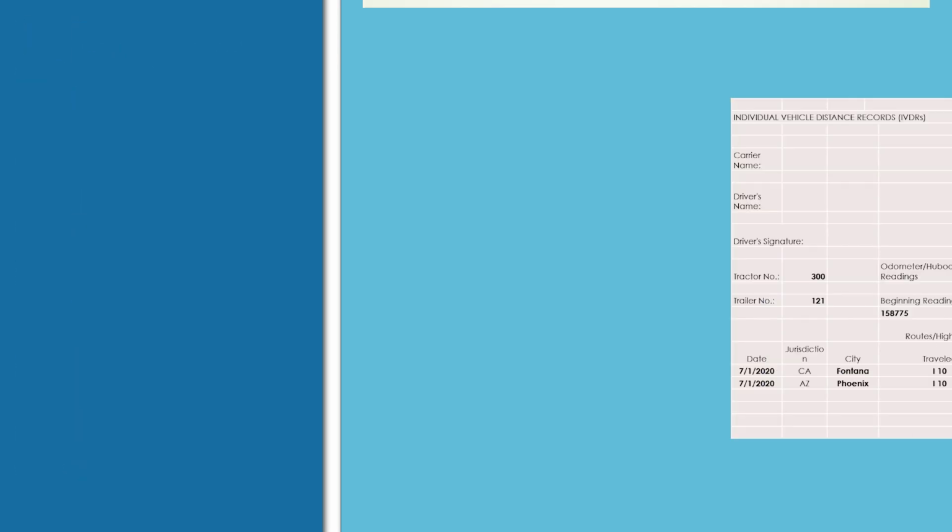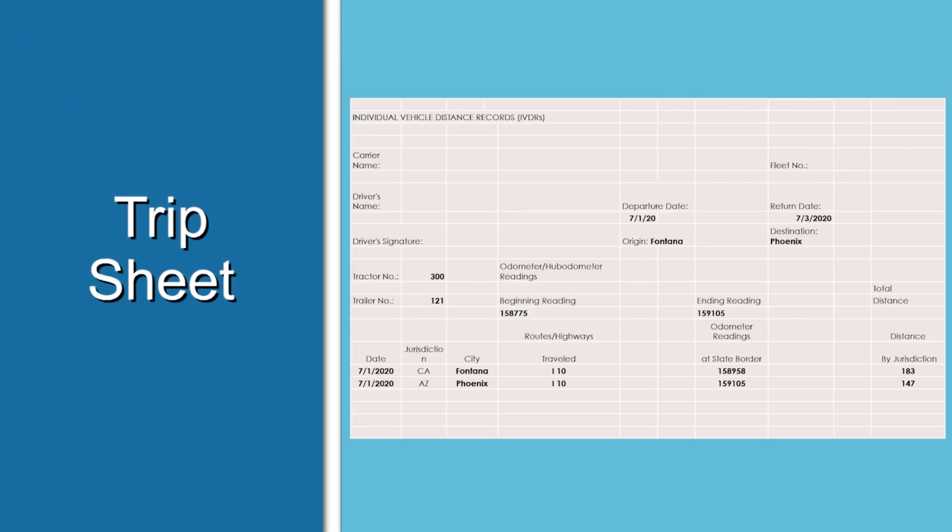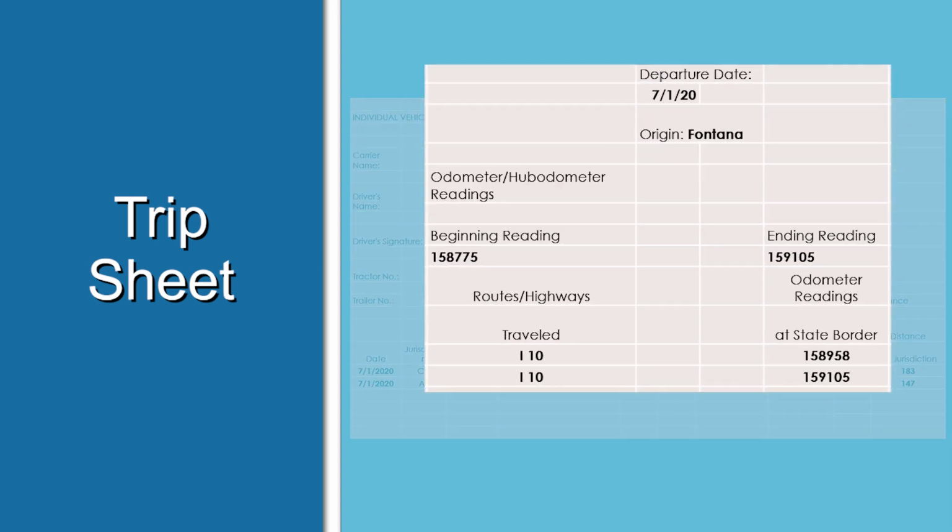You'll want to take a close look at this trip sheet. This is an example of how your information should be logged in order to create accurate summaries. You'll need to provide a comprehensive trip sheet if you're called for an audit. While the plan only requires odometer readings for the beginning and end of each trip, many carriers record odometer readings at state lines to accurately calculate jurisdictional distances.